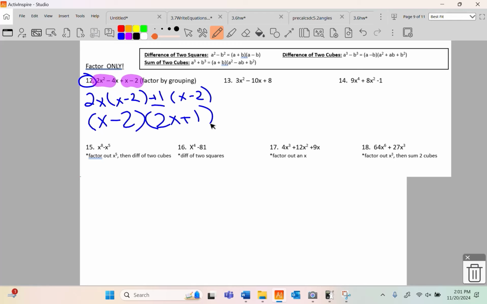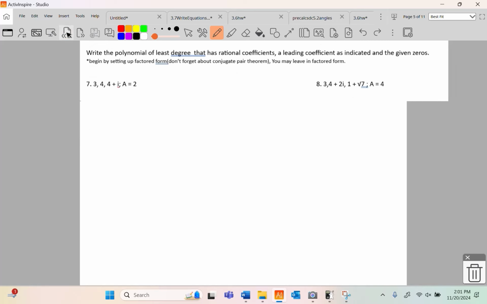Eight. Anybody been asked about 8 today? You'll be the first. Okay, that did come up in the other class. I was nice to you because it says you may leave in factored form.